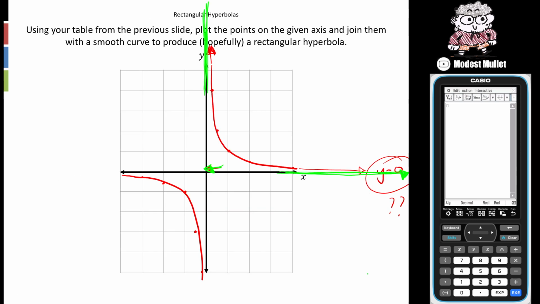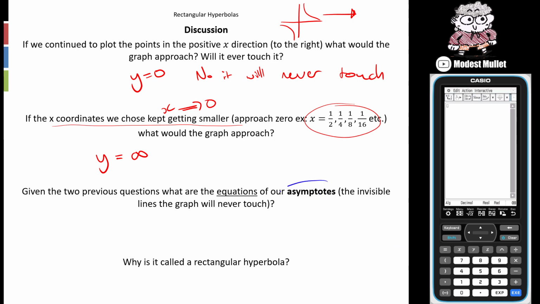The function becomes undefined. So what does that mean for these sort of special points? These are what we call asymptotes. Asymptotes are points where the function gets really close to, but never actually touches. And we draw them as dashed lines.